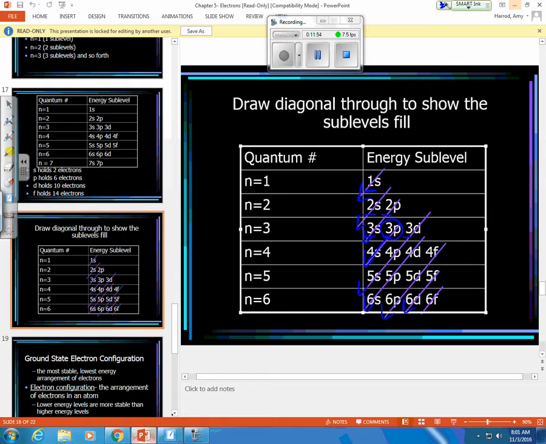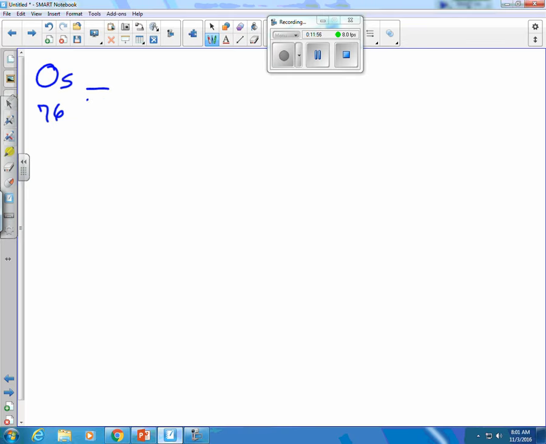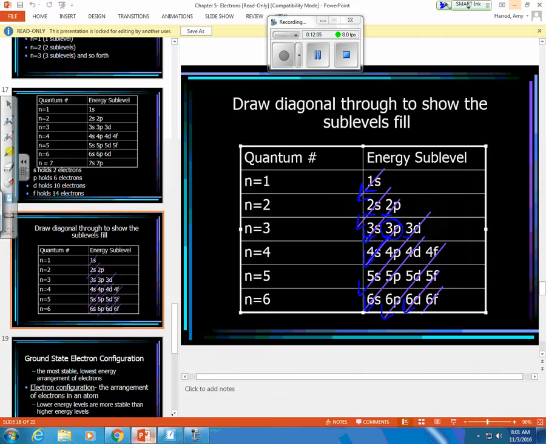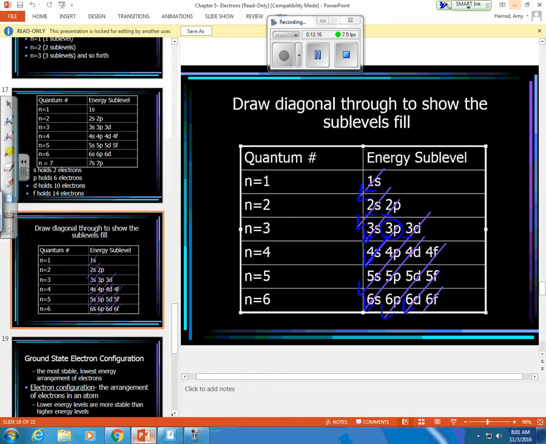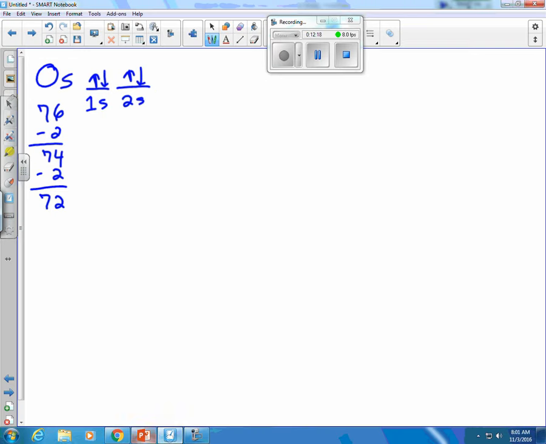follow the arrows. So I'm going to go 1st floor S room, 2 electrons sleeping in the same bed, head to toe, 74 left. I'm going to go back again. Now I'm at 2S. 2nd floor S room, 2 electrons can sleep there. Go back again. From 2S, I go to the 2P. Follow the arrows. In the P bedroom, I have 3 beds. Put 1 in each first.